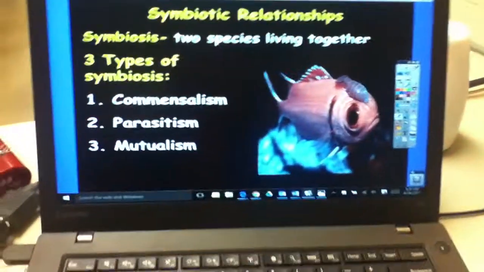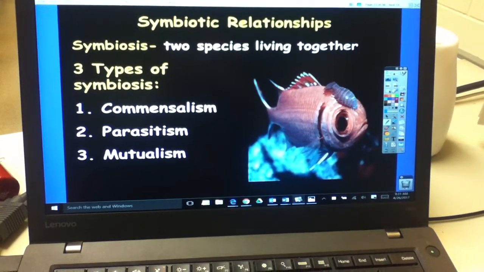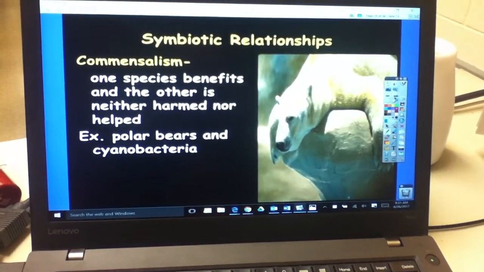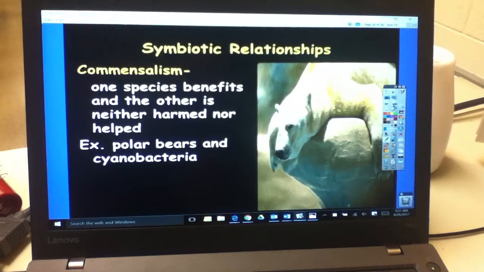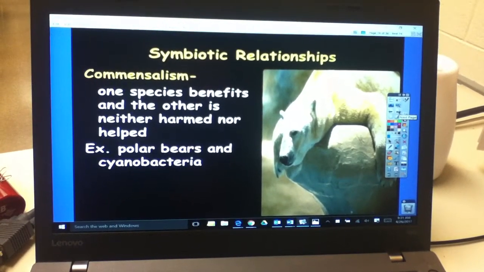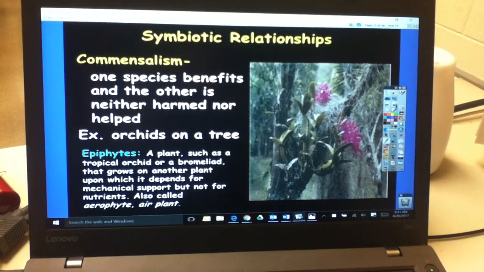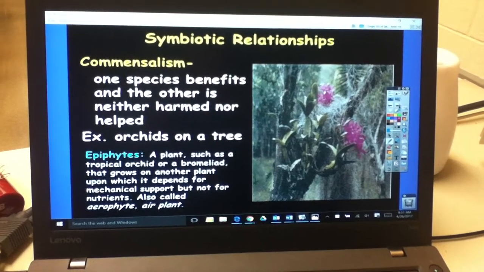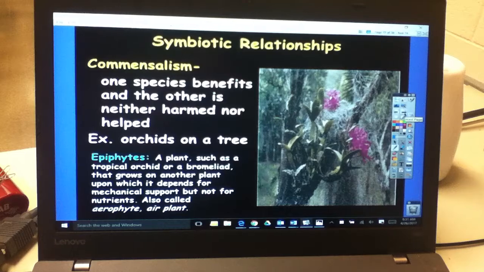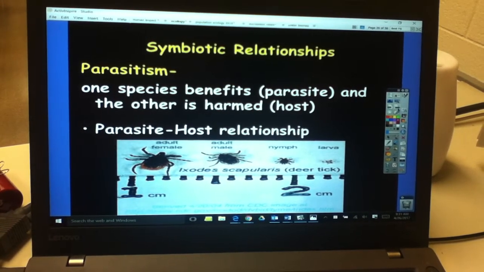So your 3 types of symbiosis are commensalism, parasitism, and mutualism. In commensalism, one species is going to benefit and the other is neither harmed nor helped, like our polar bear and cyanobacteria example. The bacteria gets a place to live, but it doesn't hurt the polar bear. It also doesn't help him. The epiphytes or orchids rely on other plants for structural support, but they don't hurt the other plant. That's commensalism.